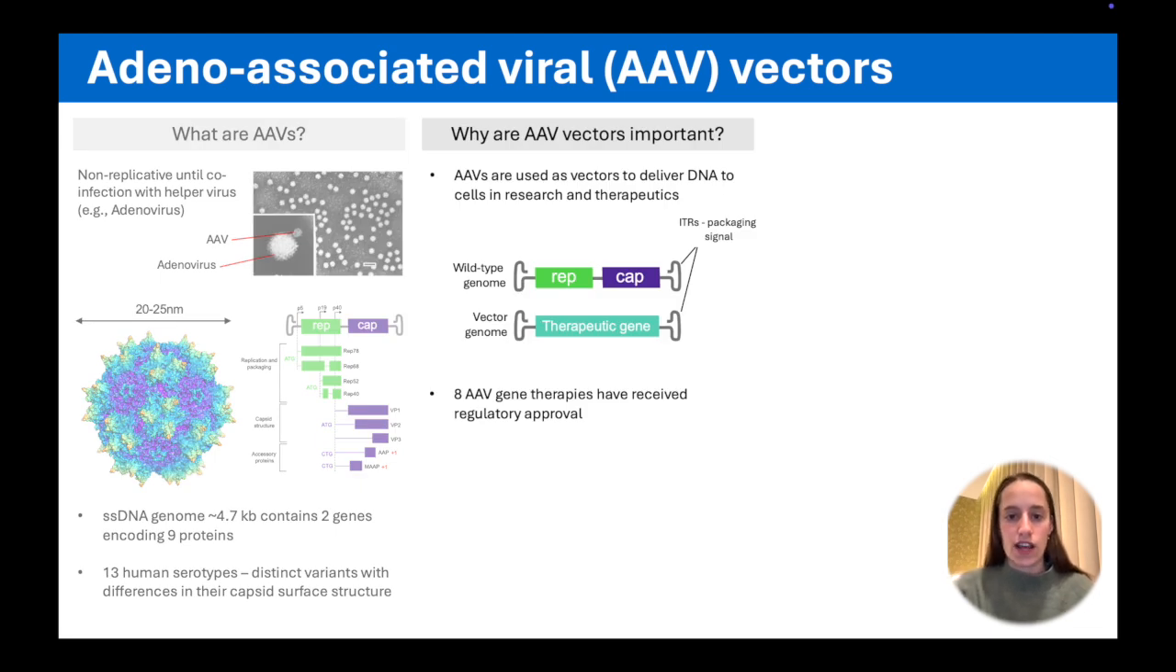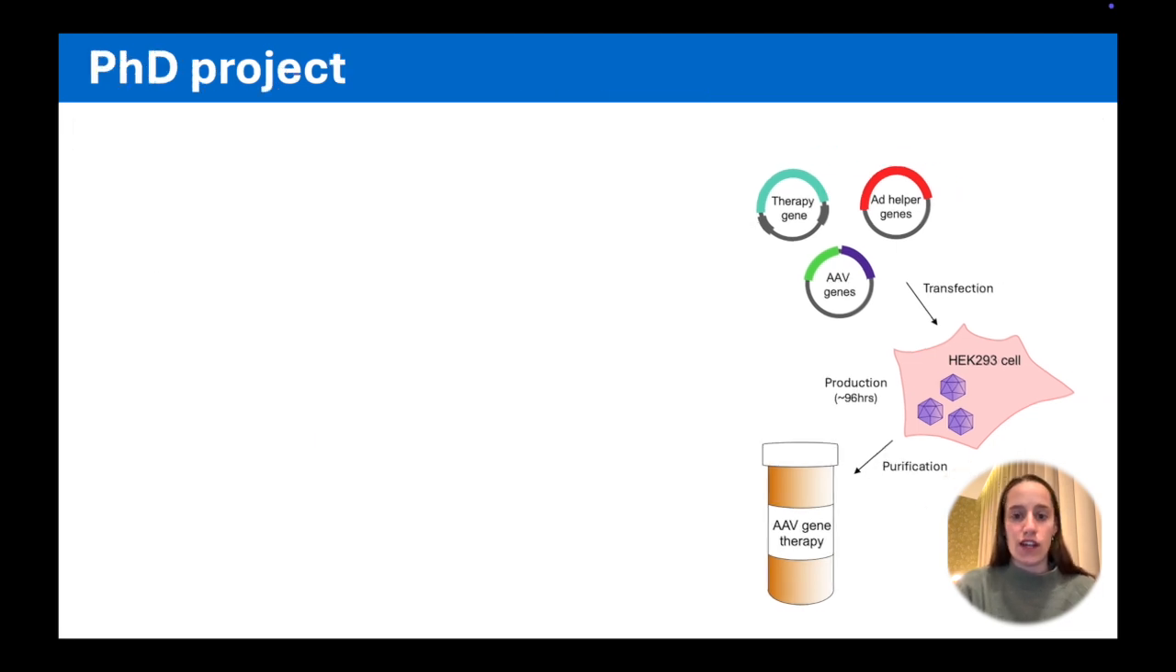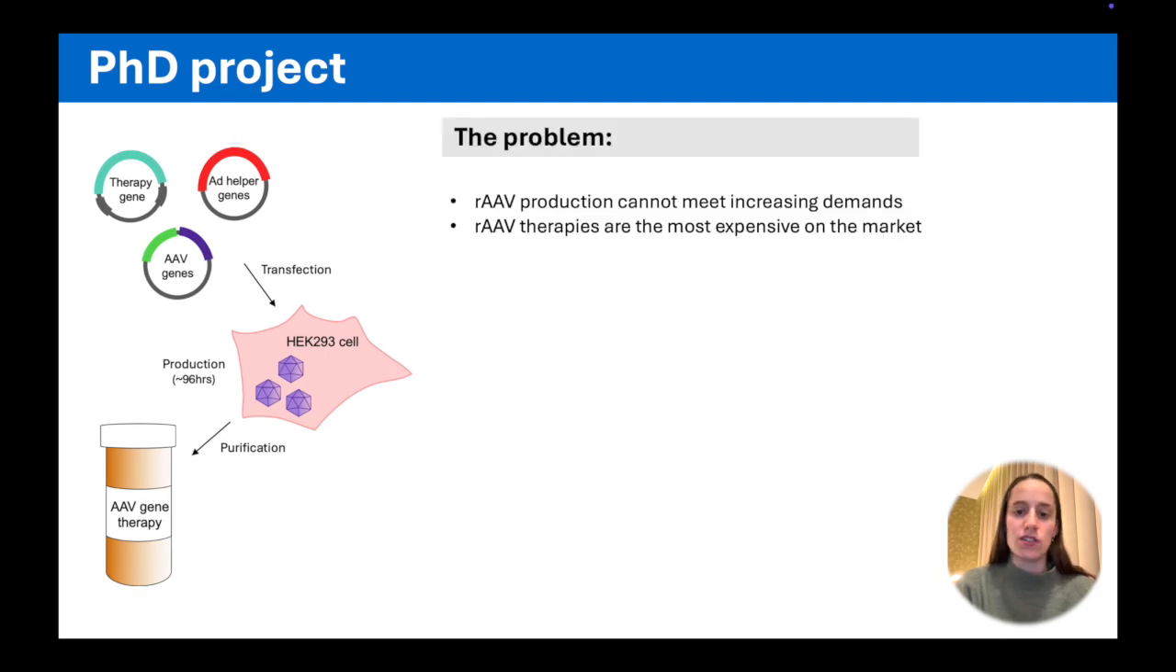People are interested in AAVs because they can be used as vectors to deliver DNA to cells in a research or therapeutic setting, and I'm particularly interested in how we manufacture AAV vectors for gene therapy. This is usually done through a transient triple transfection, putting 3 plasmids into HEK293 cells and using the cells as a factory. However, this method has a relatively low yield and is unable to meet the demands of the increasing therapeutic market, and has also left AAV vectors as the most expensive drugs on the market.